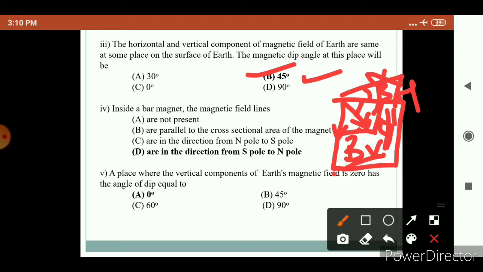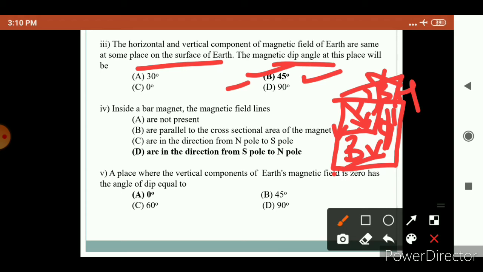In this topic they have given some special cases also, so just go through it. The horizontal and vertical components of the magnetic field of earth are the same at some place on the surface of earth. At that time the angle of dip is 45 degrees. In that special case, there are 3 cases.